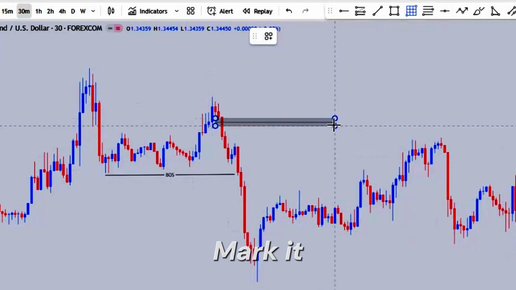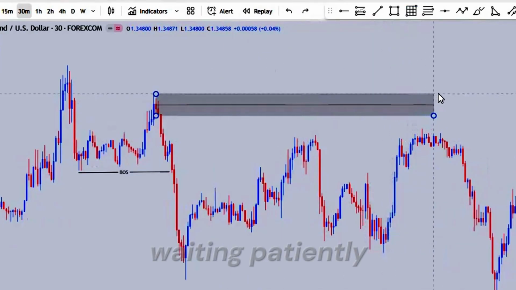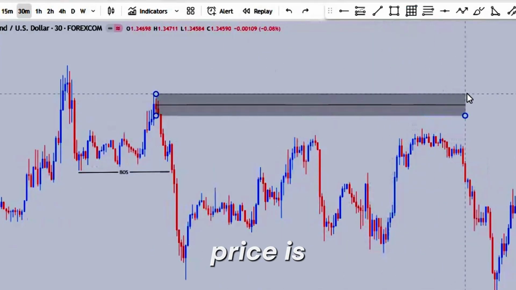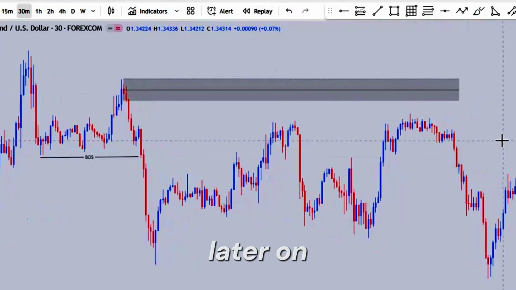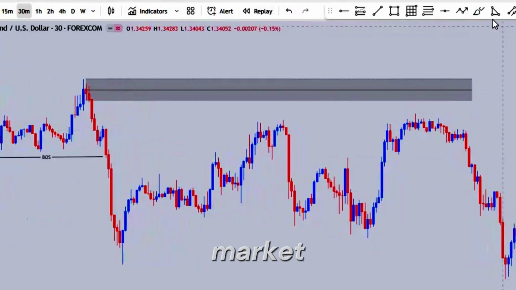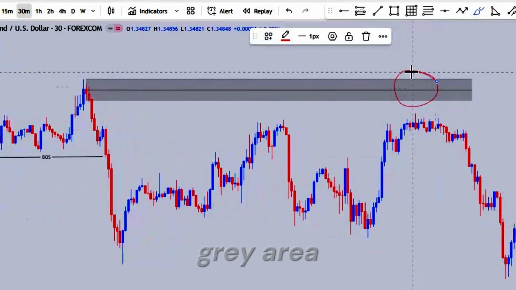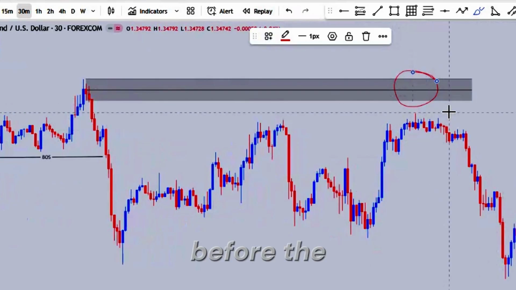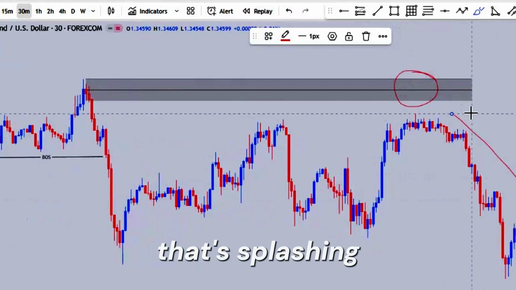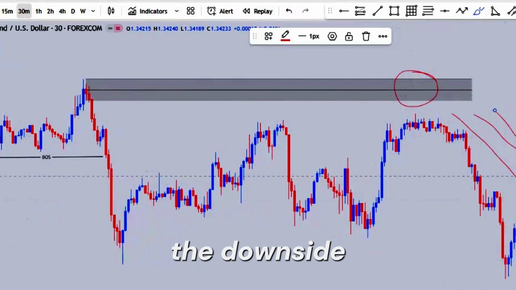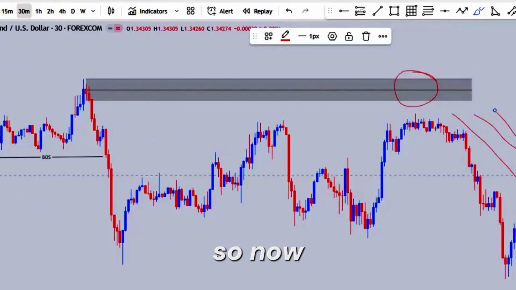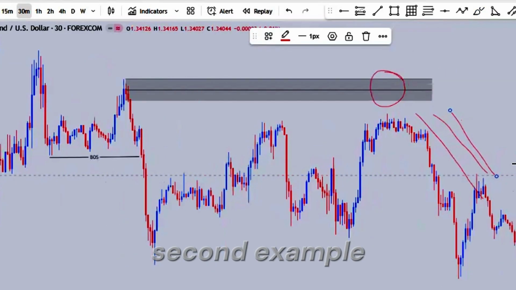So you have to mark it and extend it to the future, waiting patiently for when price is going to revisit there later on so you can start shorting the market. But what happened right here is that price did not get into your gray area, which happens to be your POI, which is a point of interest, before the market starts splashing crazily to the downside. This is just the first example. So now let me walk you through the second example.